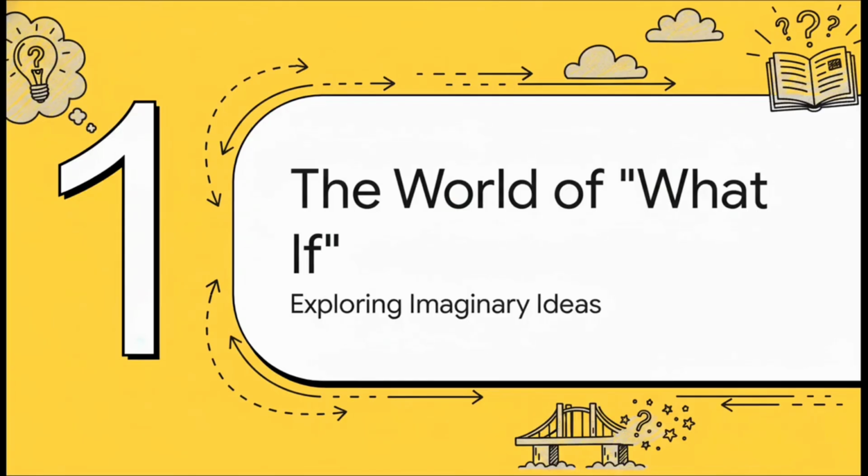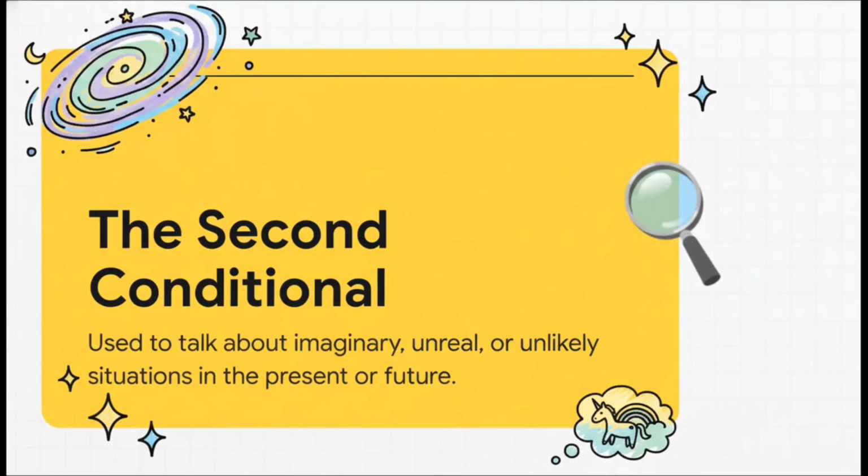So, talking about all these imaginary things, it's not just daydreaming. It's a massive part of how we communicate. And lucky for us, English has this really specific, really powerful structure that's designed just for exploring this whole world of what if. And here it is. The official name for this tool is the Second Conditional. Now, I know, that sounds a little bit technical, maybe a little boring, but don't worry. It's just the fancy name we use for situations that are imaginary, unreal, or just super unlikely to happen right now. Think of it as your official key to unlock the world of dreams and what-ifs.